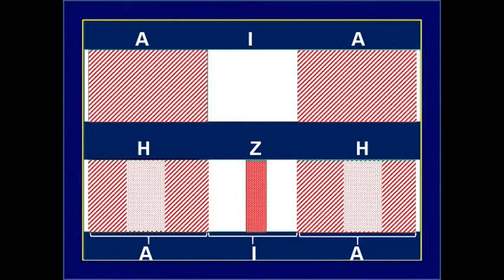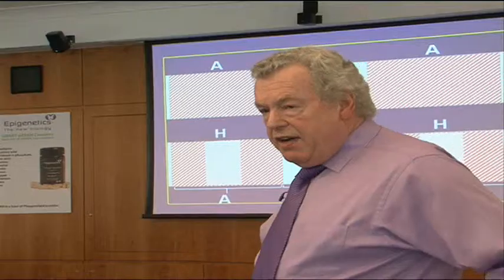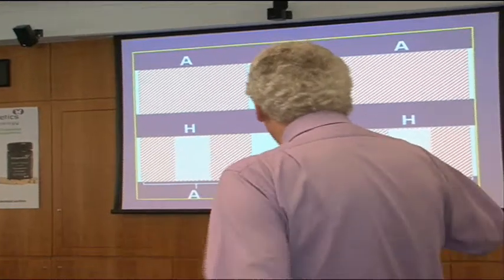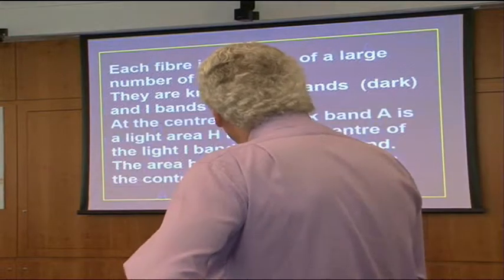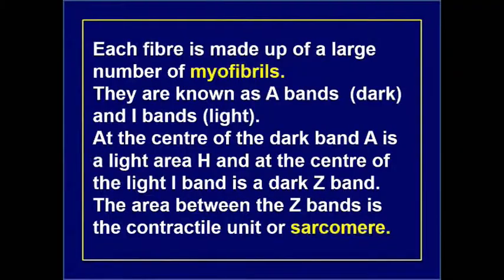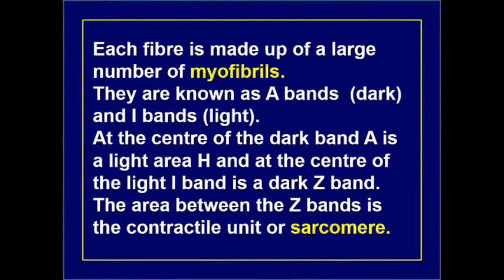Now the Z is the important part because this is the real working area. So what's going to happen when the muscle contracts is the muscle shortens between the Z bands. Each fibre is made up of a large number of myofibrils. So a muscle fibre has hundreds of myofibrils, or small fibres. They are known as A bands and I bands. So the A is the dark, I is the light. At the centre of the dark is a light area, and at the centre of the light is a dark area. The area between the Z bands is the contractile unit, or sarcomere.